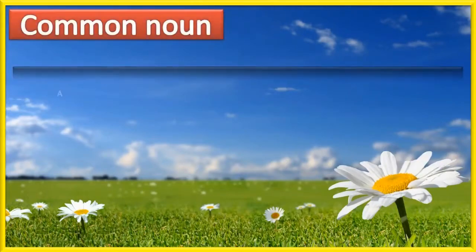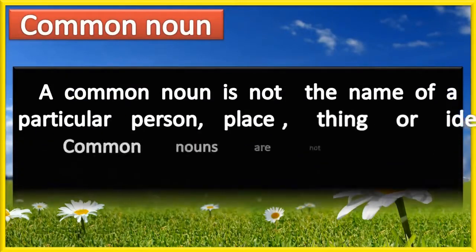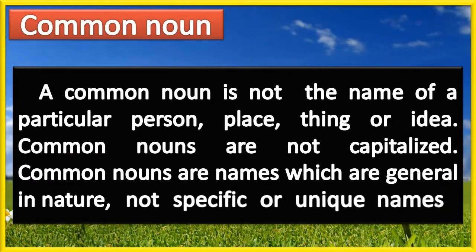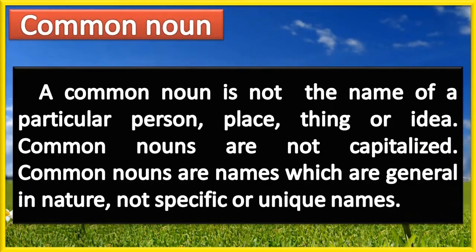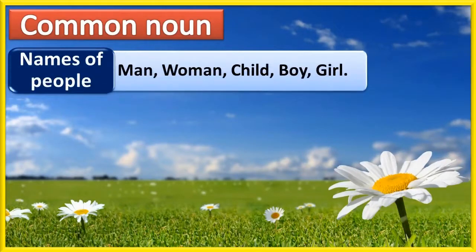Common noun. A common noun is not the name of a particular person, place, thing, or idea. Common nouns are not capitalized. Common nouns are names which are general in nature, not specific or unique names. They can be names of people: man, woman, child, boy, girl.